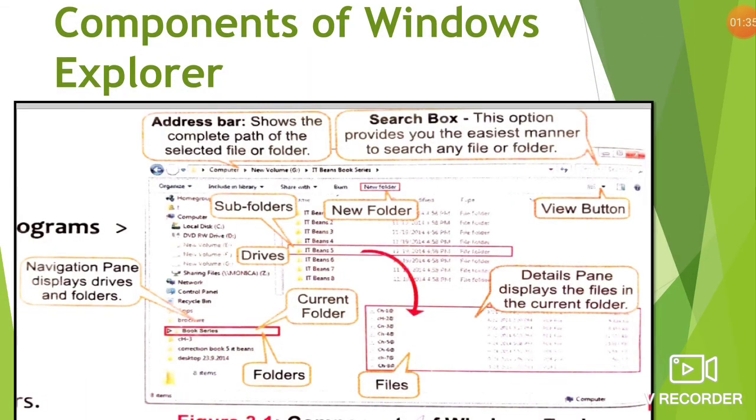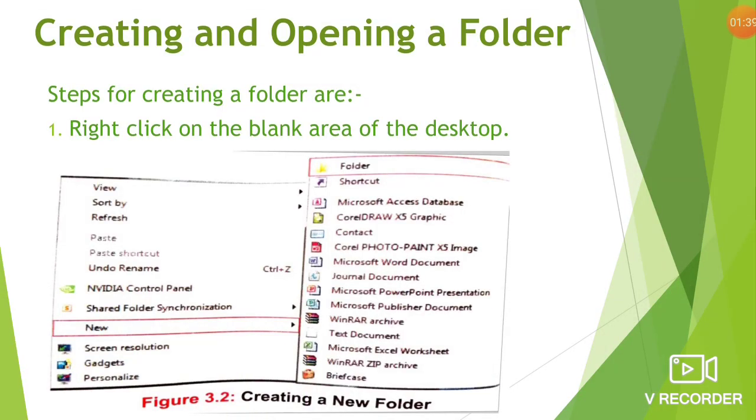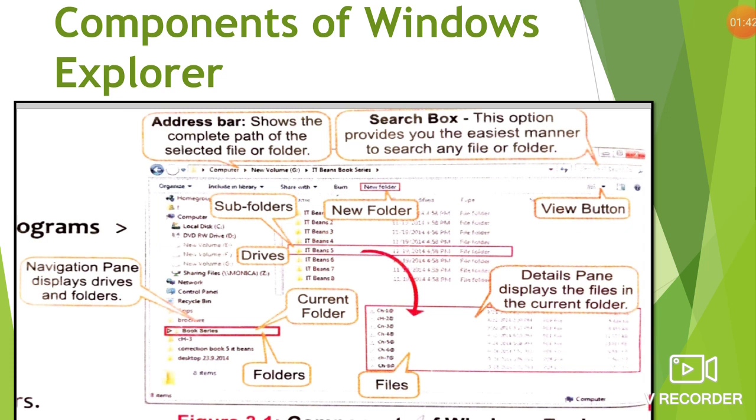This is the component of the Window Explorer. The address bar shows the complete path of the selected file and folder. See here: Computer, then New Volume, then the IT Beans book series is open. It shows the complete path of your file and folder.